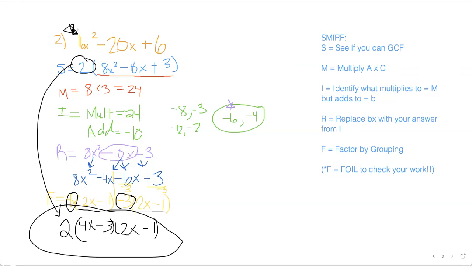All right, hopefully those 2 examples were good for you. Let's have some practice on your own now. I'm going to give you 2 homework problems on this next page. Okay, so here's your homework. You're just going to have 2 Smurf problems to do.